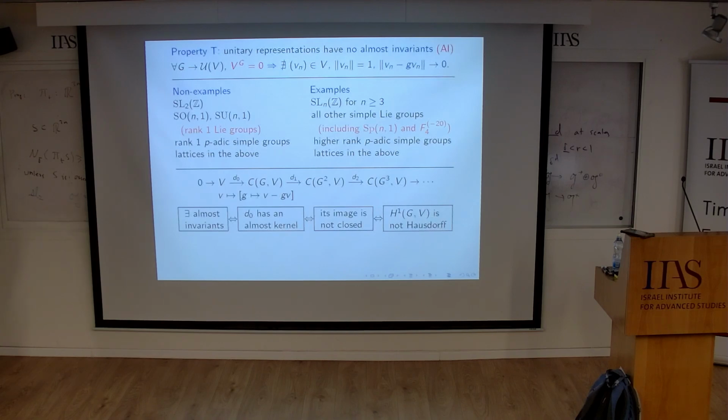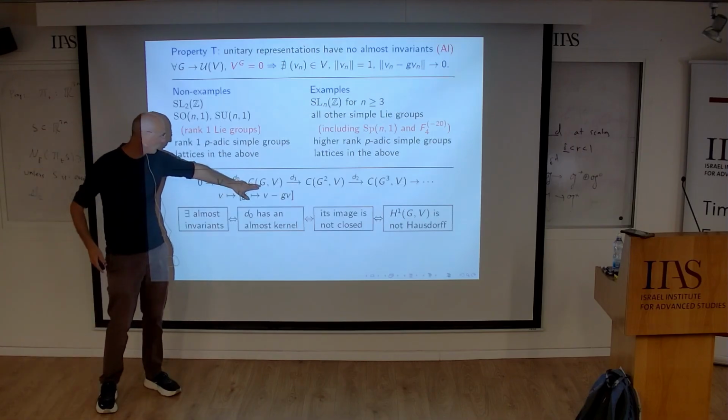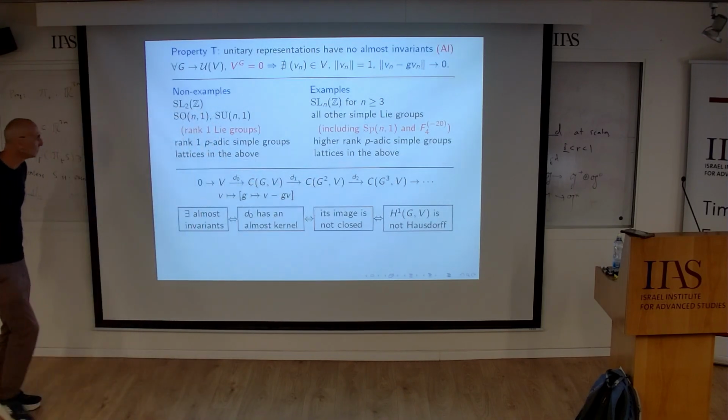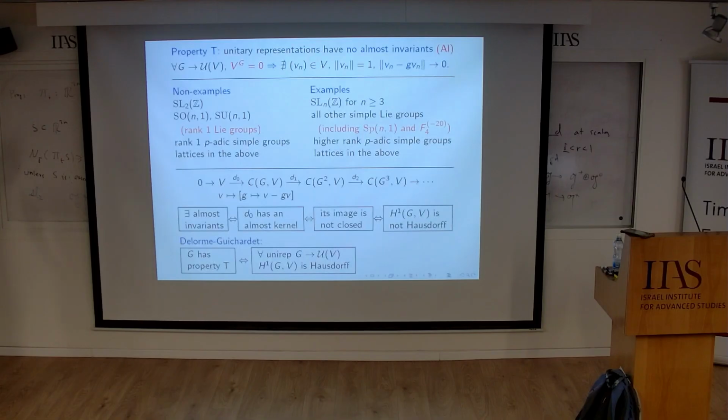What do you mean by the notation G squared and G? Oh, that just means continuous maps from G, or from pairs in G times G, etc. Okay, and now property T, by this sequence of equivalences, is the property that for all unitary representations, H1(G,V) is Hausdorff. Sorry, too many negations, at least one too many.